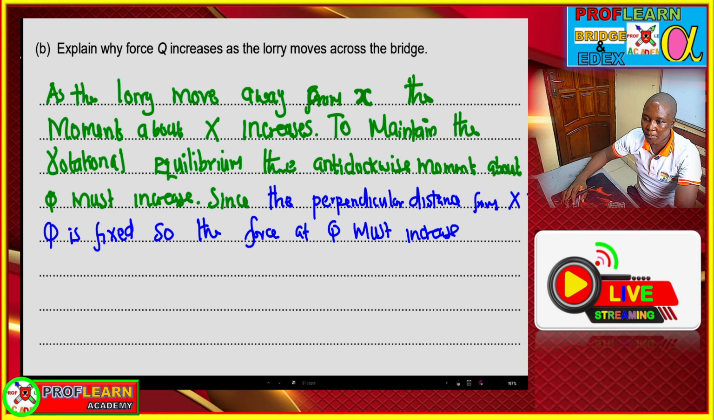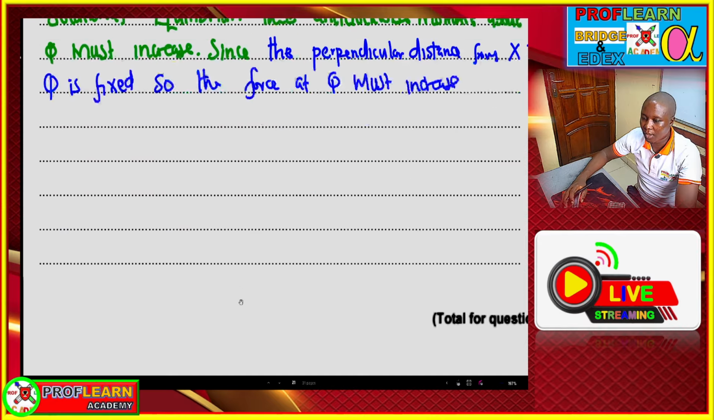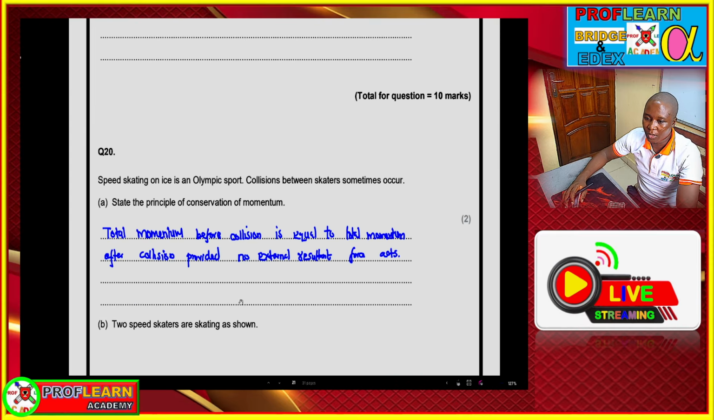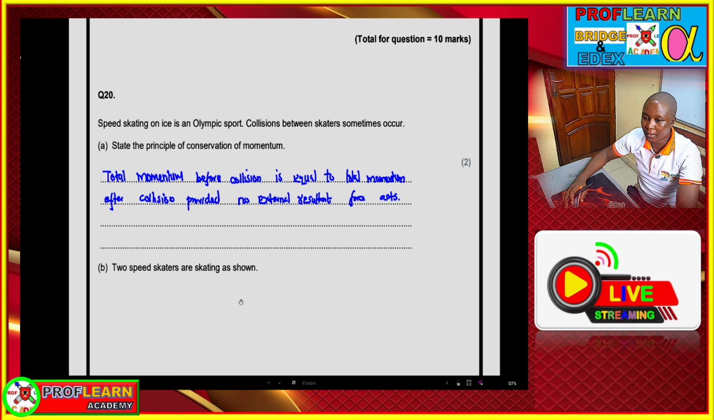rotational equilibrium. The anti-clockwise moment about Q must increase, and since the perpendicular distance is fixed, is not changing, then the force must also what? The force must also increase. Moving to question number 20 rather.